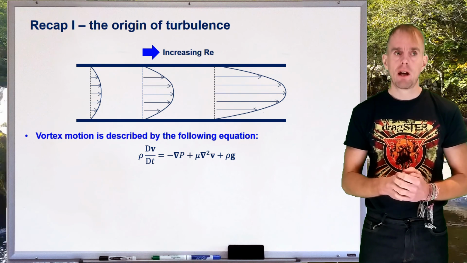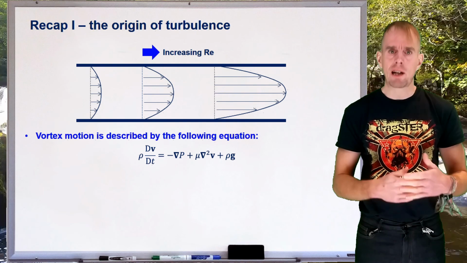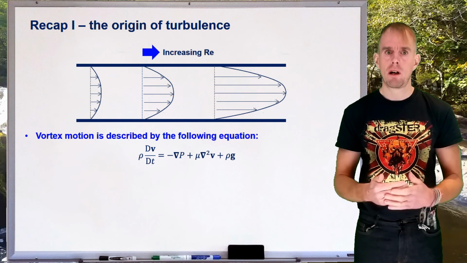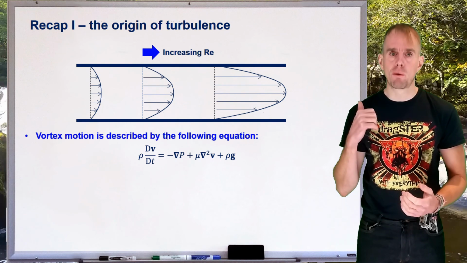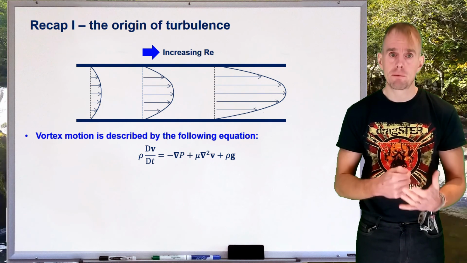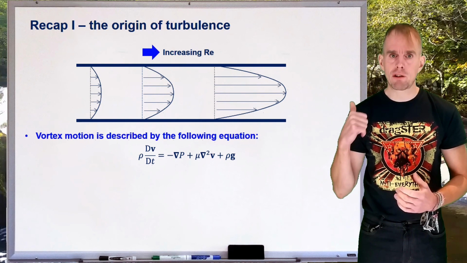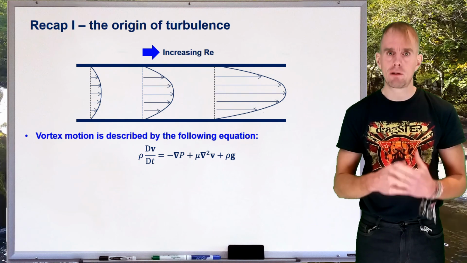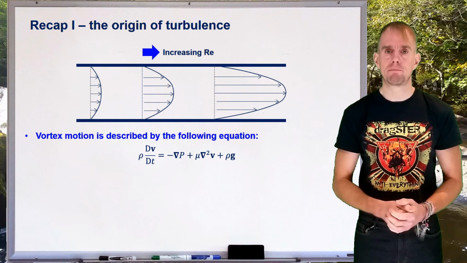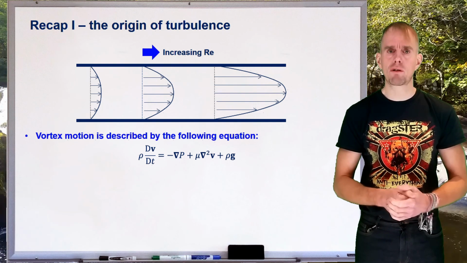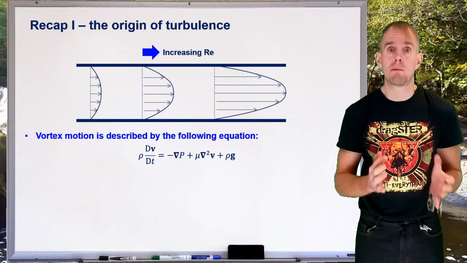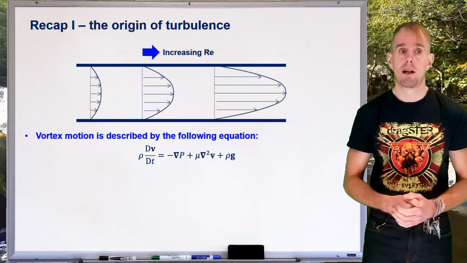But if we think about what's happening when you have vortex motion, all you've got is momentum conservation. And for an incompressible Newtonian fluid, the Navier Stokes equations written in this form describe conservation of momentum. And so we should, in theory, be able to describe all of turbulent flows just simply by solving the Navier Stokes equations.